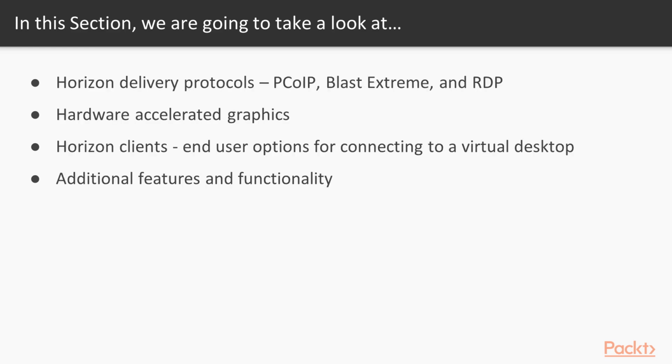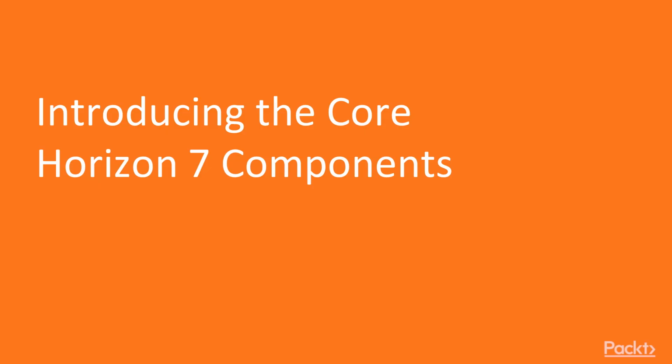In the final videos of the section, we're going to look at the different ways of delivering the desktop experience to the end users using the display protocol, and then some of the more advanced graphics options, before then going on to discuss how an end user actually connects to their virtual desktop using the Horizon client. In the final video of the section, we will cover off some of the other key components and the features of Horizon 7. So without further delay, let's move on to the first video of Section 2 and introduce you to the core Horizon 7 solution and its different components.